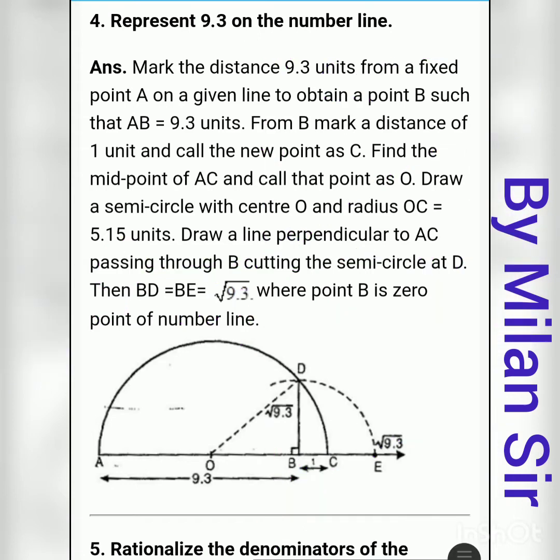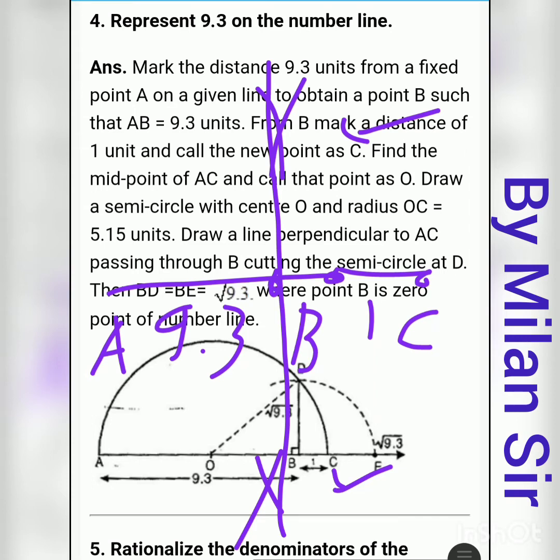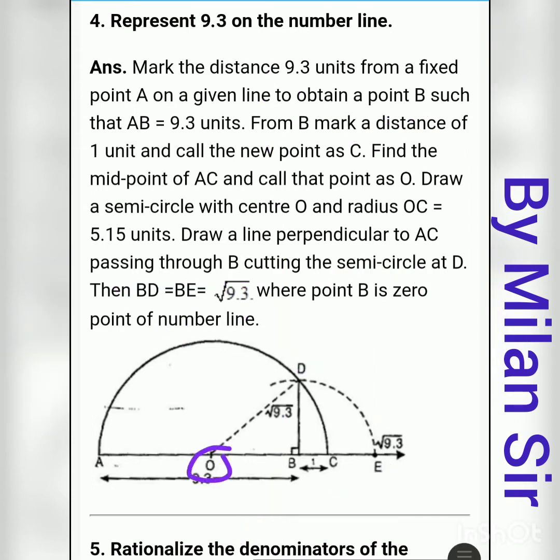So again I repeat these things. First of all draw a line segment of length 9.3, then from B to C 1 centimeter, then find the midpoint. From A draw arcs in upward and lower direction, and from C one arc upward and one arc downward. Now join these two intersection points. Here we get our midpoint. So midpoint is O. Now put your rounder at point O, this is your center, and take radius O to A.